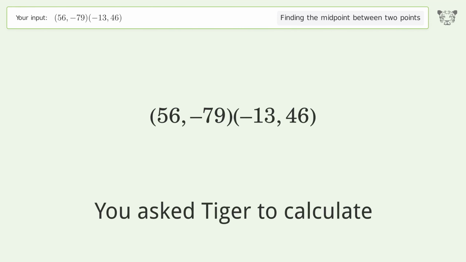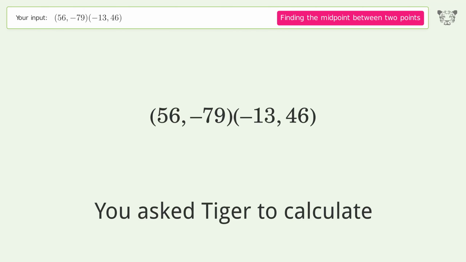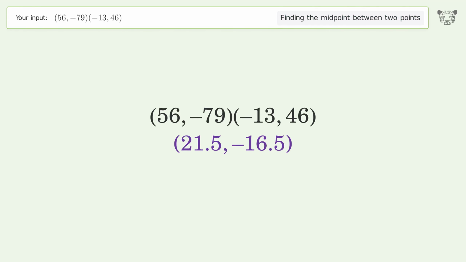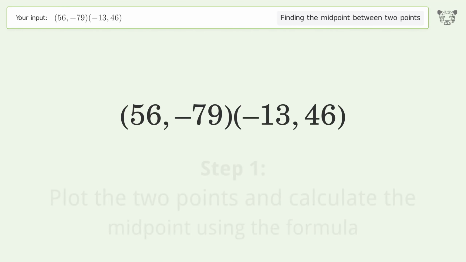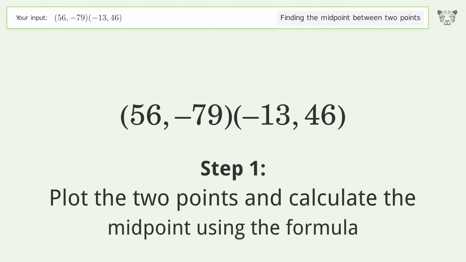You ask Tiger to calculate. This deals with finding the midpoint between 2 points. The midpoint between the 2 points is 21.5, negative 16.5. Let's solve it step by step. Plot the 2 points and calculate the midpoint using the formula.